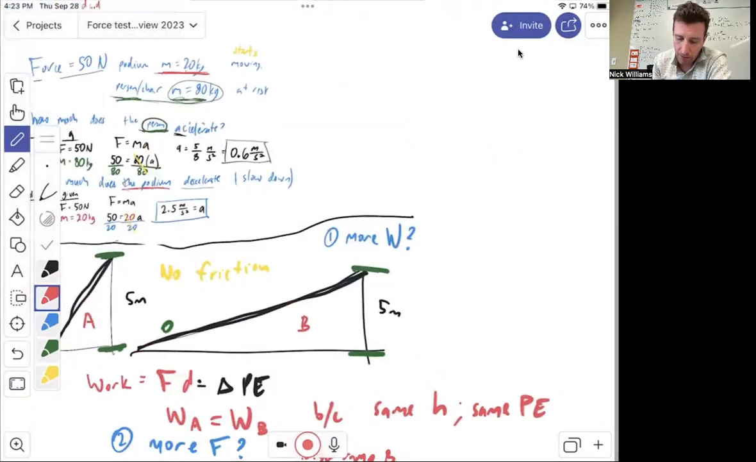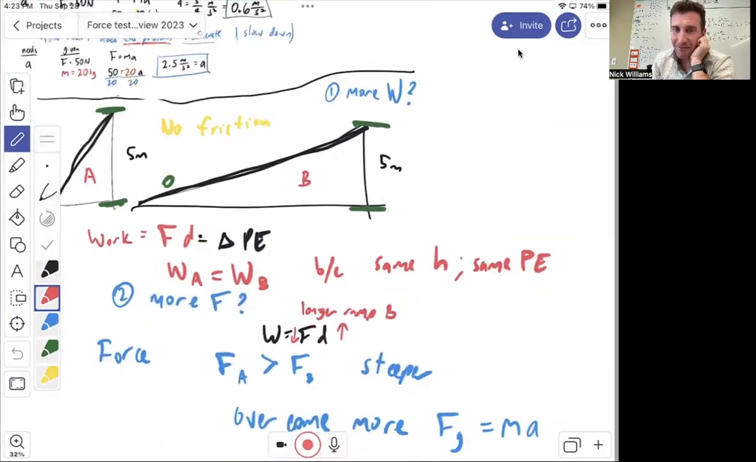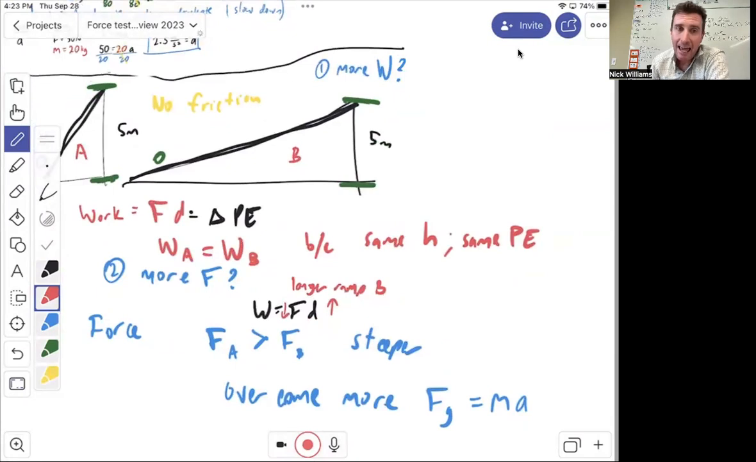All right, question number 2, about the same two. Which one requires more force? Which ramp, if I'm pushing the ball up, requires more force? Pause the video and think. Welcome back. All right, for more force, A requires more force because A is steeper. That means I have to push more on the underside of the ball, which means I am applying more force against gravity. I have to overcome more force of gravity, which means it requires more force pushing up the ramp.